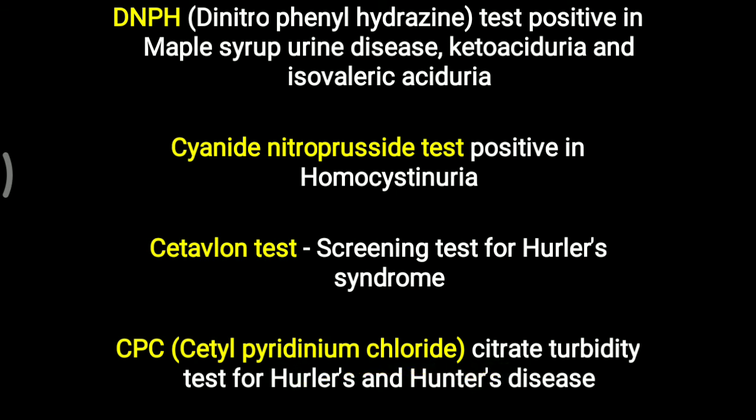Simply, Hurler and Hunter's diseases are mucopolysaccharidoses where mucopolysaccharide remains accumulated in the cell, and whether this disease is present or not can be detected with the help of a urinary screening test, that is CPC. So that's all about some important urinary screening tests which can be used for the diagnosis of some particular diseases. It is frequently asked in Viva, MCQ and short questions. So that's all about the important urinary screening tests.